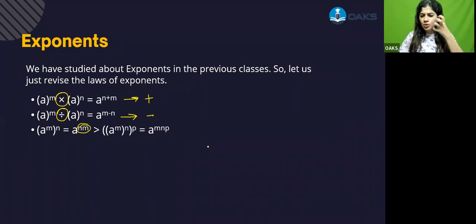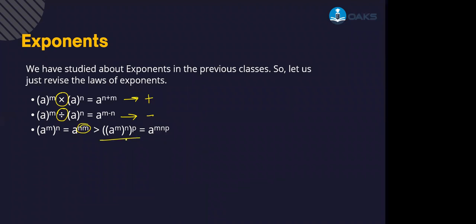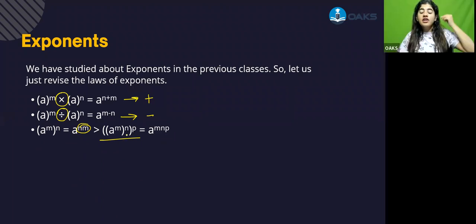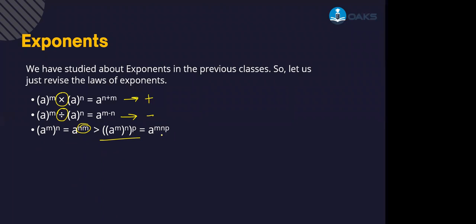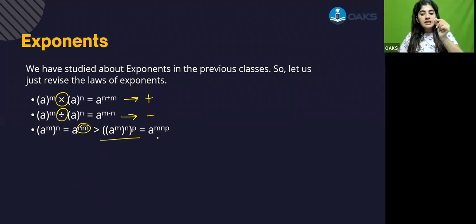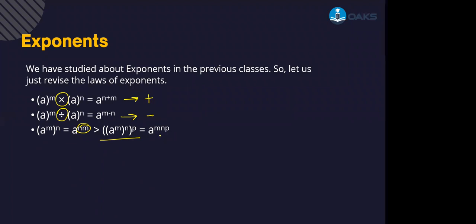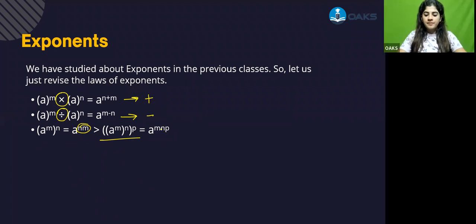Just go through with me once. I'll be asking questions based on these things. Now, when there are 3 powers, a raised to power m raised to power n raised to power p, what we have here is a raised to power m into n into p. We have multiplication of 3 numbers.